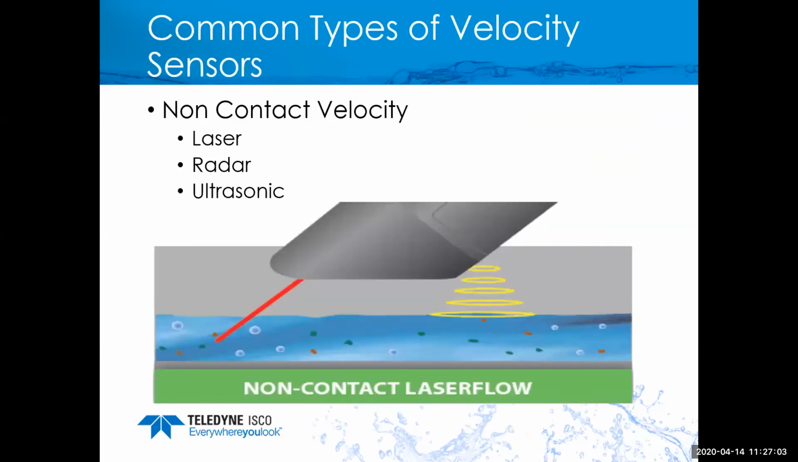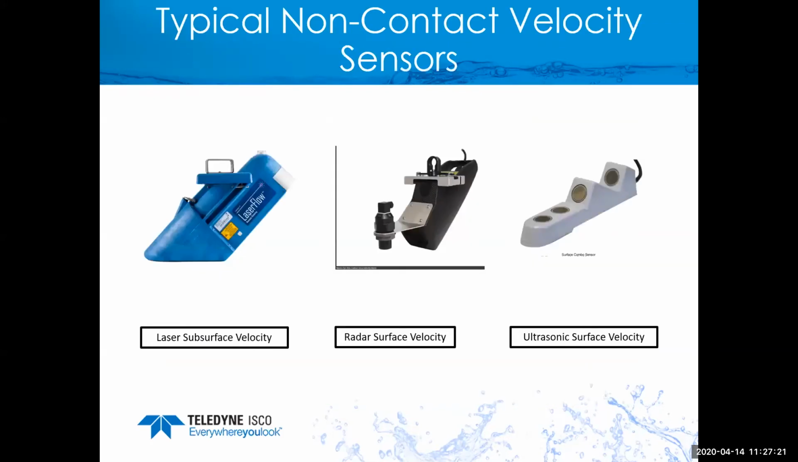Now, some other common types of velocity sensors are the non-contact velocity sensors. Some that are on the market are the laser sensor, the radar velocity sensor, and the ultrasonic. Non-contacts can be used to read velocity. First we have the laser subsurface velocity sensor, which reads below the surface of the water, and then the other types are the radar surface velocity and the ultrasonic surface velocity, which I'll talk about in the next few slides.